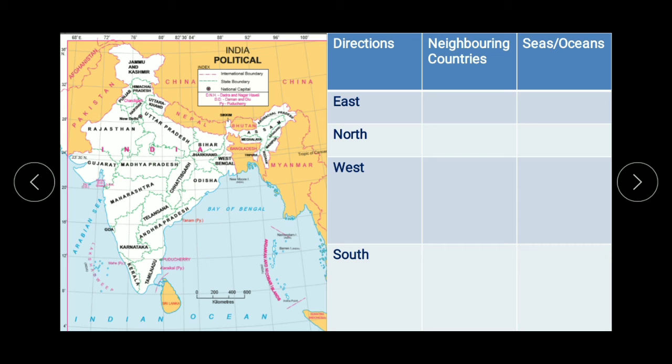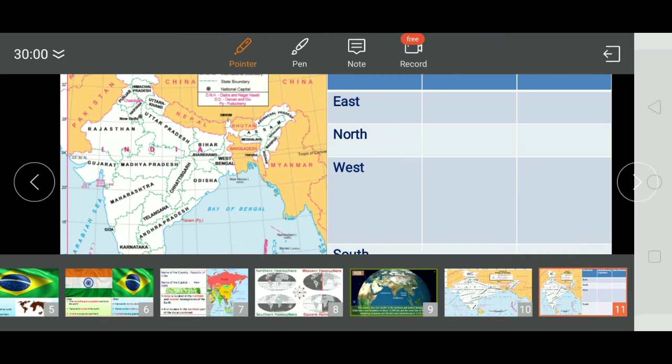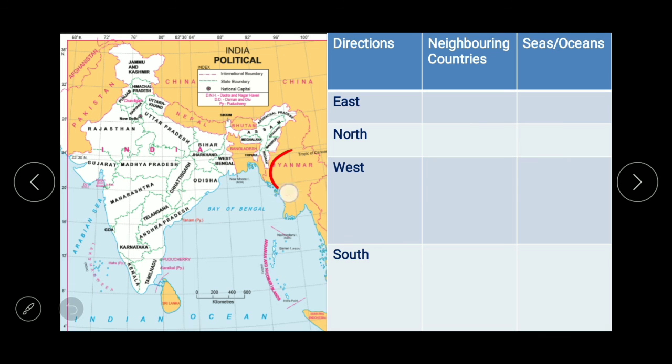For example, if we talk about the east side of India, then the neighboring countries or seas or oceans in the east, here Myanmar, Bangladesh and Bay of Bengal. See this, Myanmar, Bangladesh and Bay of Bengal.